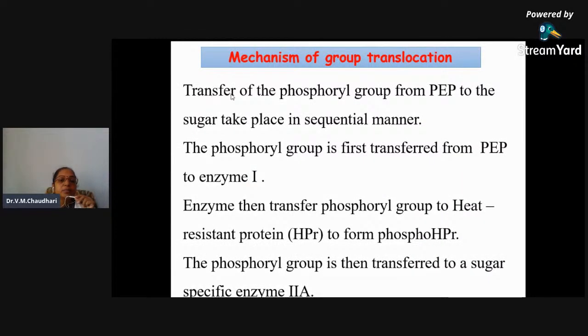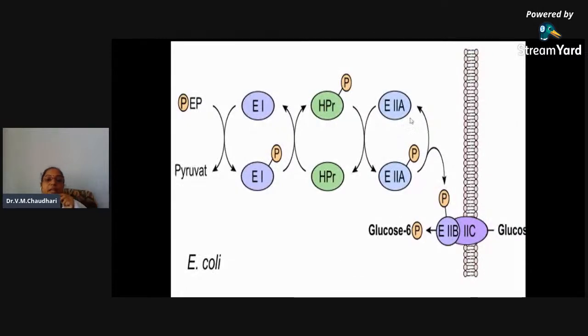बघा काय? ट्रान्सफर ऑफ फॉस्फोरिल ग्रुप फ्रॉम phosphoenol pyruvate to sugar. It takes place in a sequential manner. Phosphoryl group is first transferred from phosphoenol pyruvate to enzyme first. Enzyme first then transfers the phosphoryl group to heat resistant protein HPR to form phospho-HPR. The phosphoryl group is then transferred to sugar specific enzyme second A. This enzyme second A is the sugar specific enzyme.